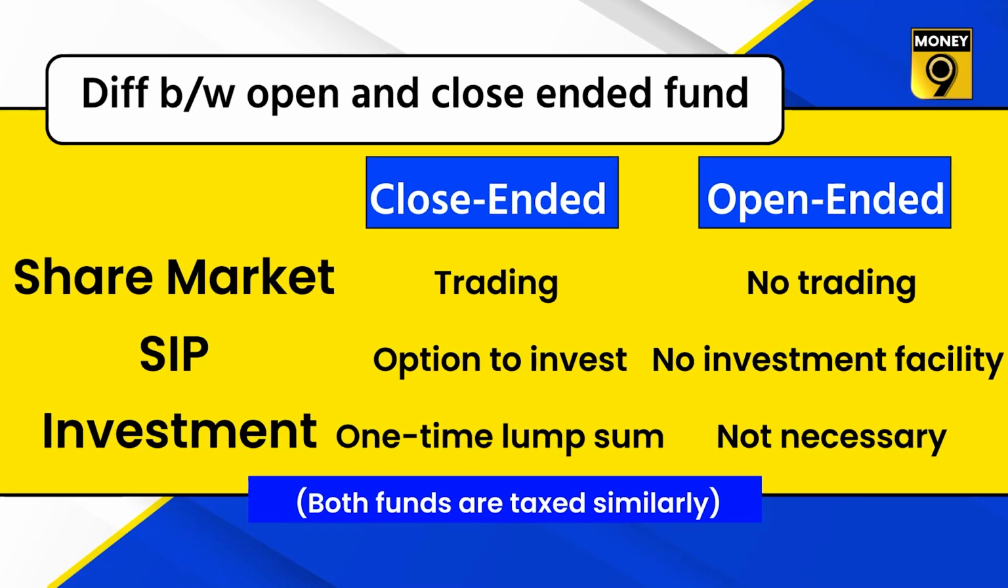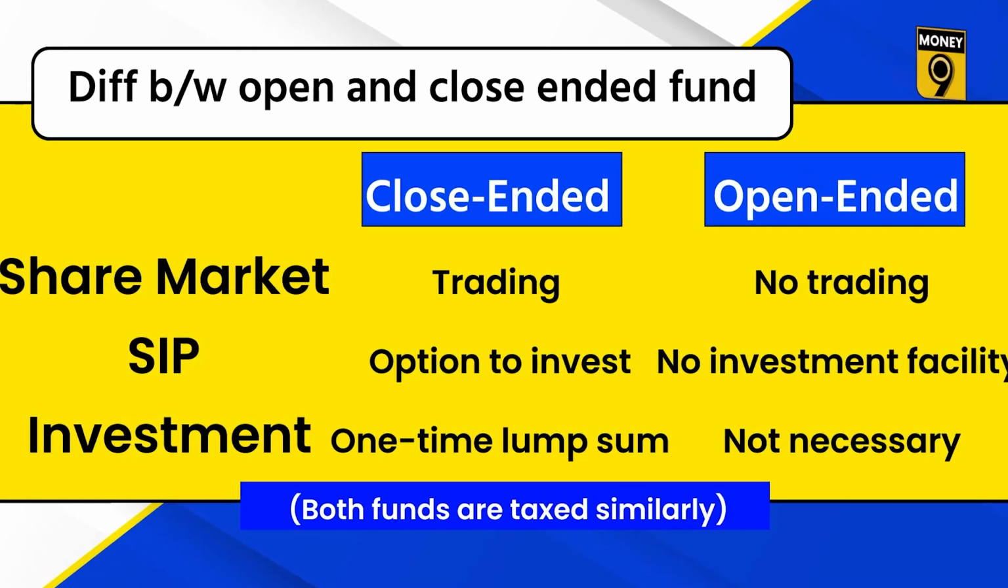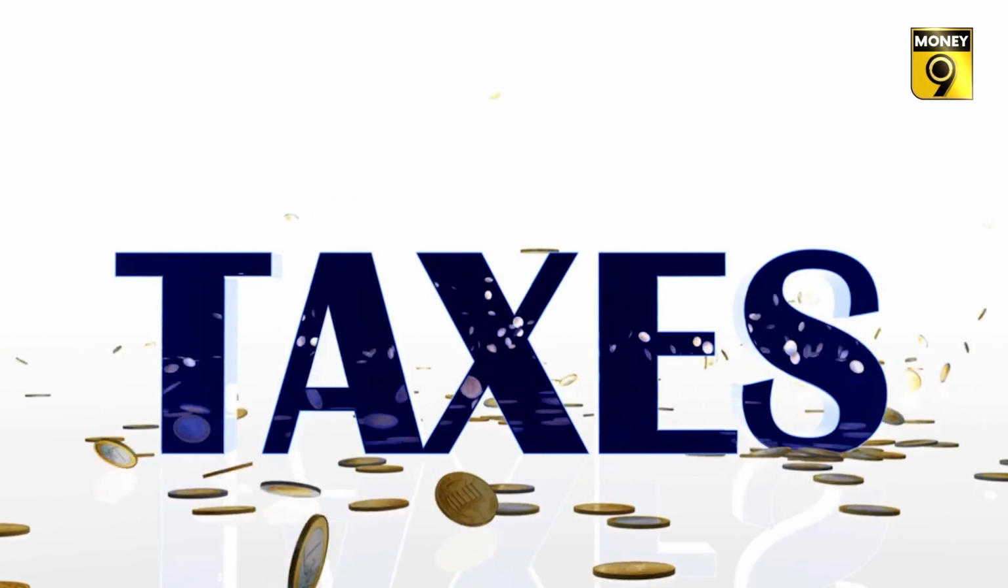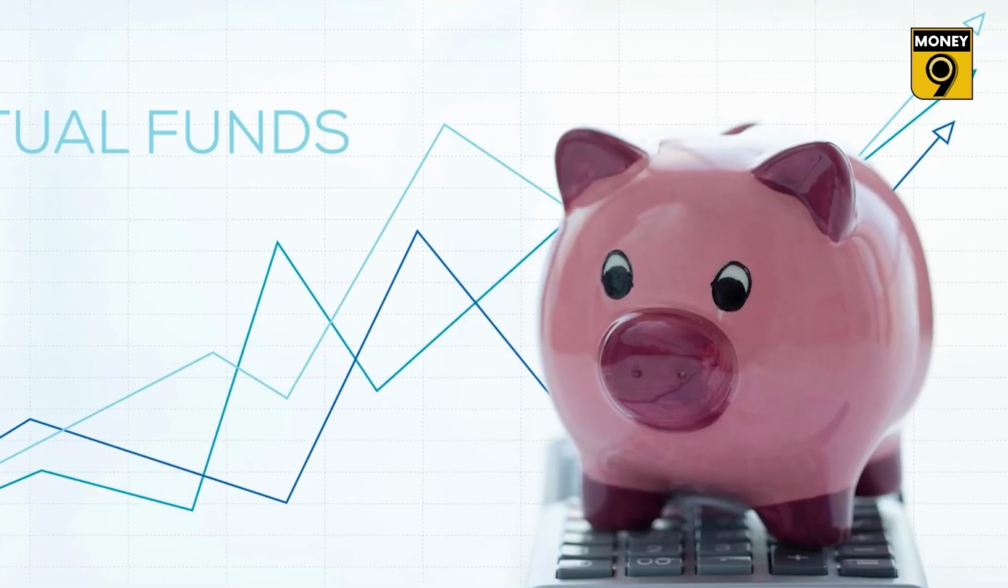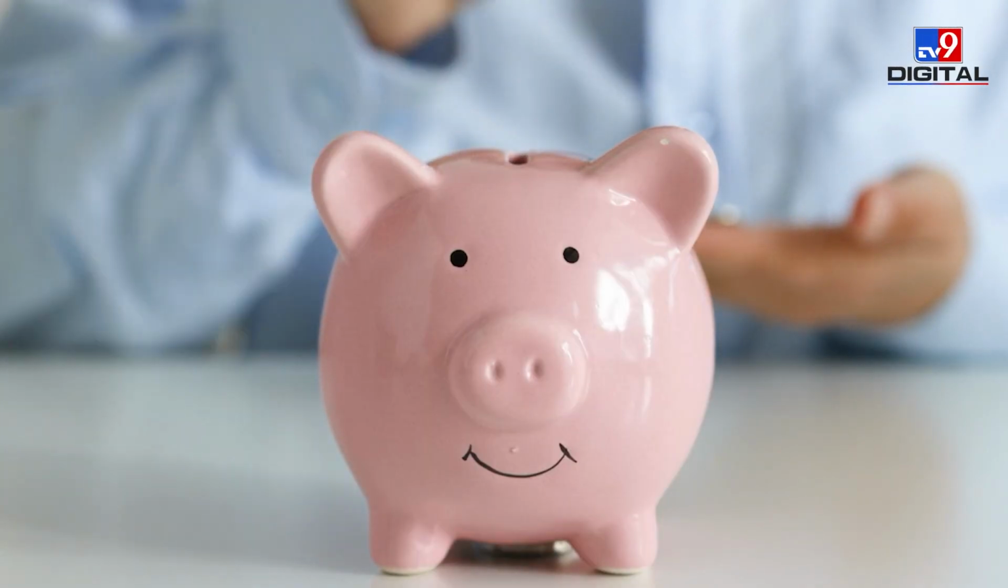On the other hand, closed-ended funds do not provide the facility of SIP and you have to make a lump sum investment. Both the funds are taxed similarly. Same tax rules are applied on them that are applied on mutual fund.